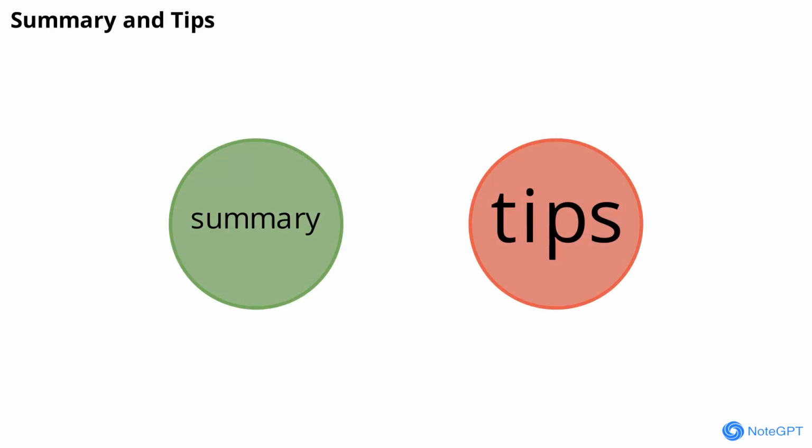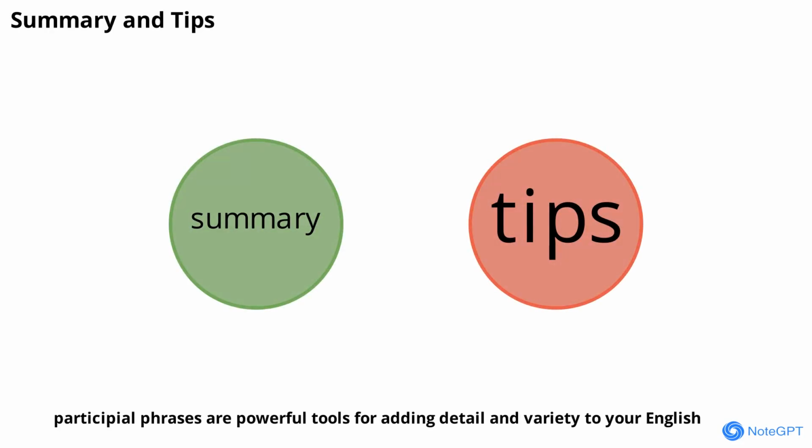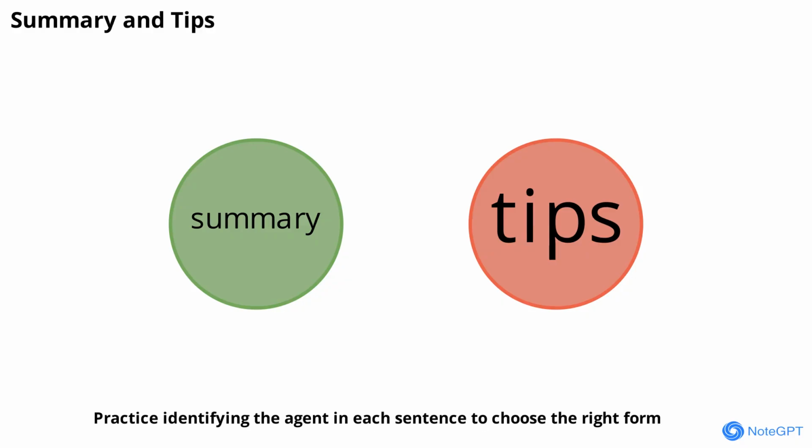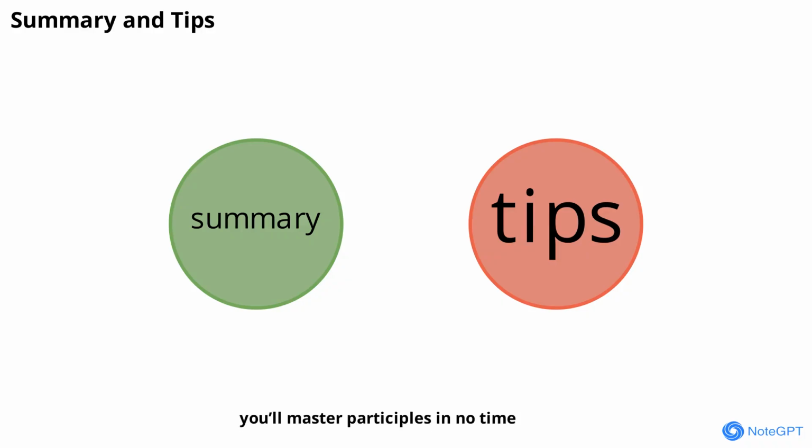Wrap up. Participial phrases are powerful tools for adding detail and variety to your English. Remember, present participles show active meaning, past participles show passive meaning or description, and perfect participles show sequence. Practice identifying the agent in each sentence to choose the right form. With these tips and plenty of practice, you'll master participles in no time.